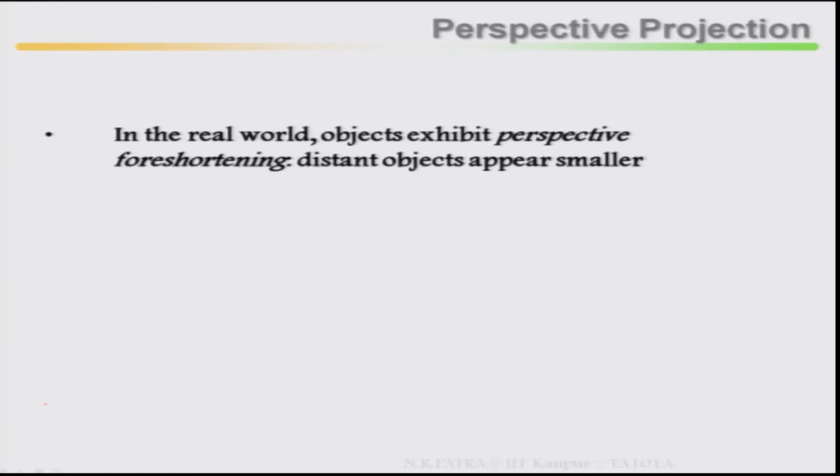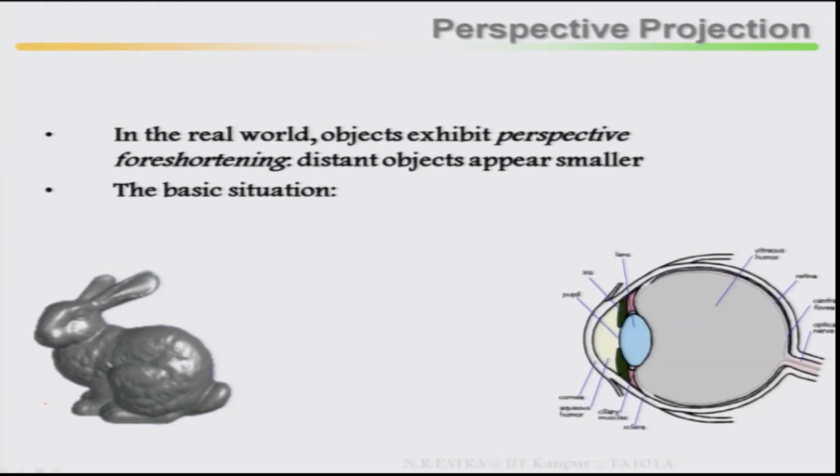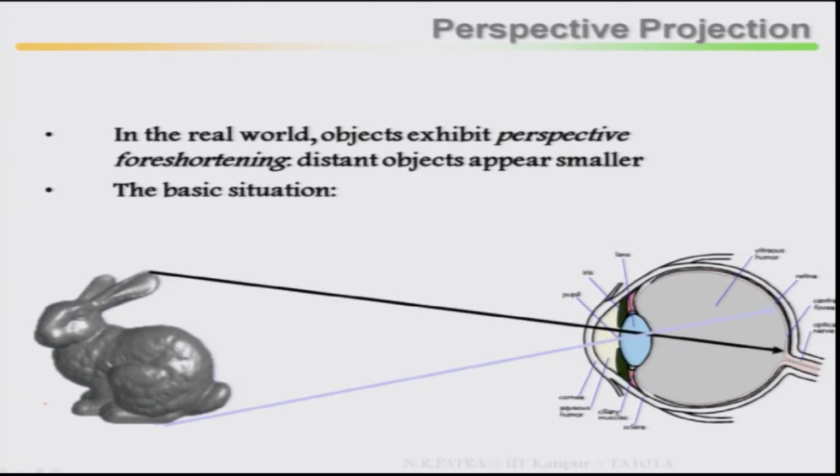In the real world, objects exhibit perspective foreshortening. A distant object appears smaller. Look at the basic situation with one object. This is your eye, with the lens and cornea. If you look at the object here, what happens in your eye? It looks smaller.